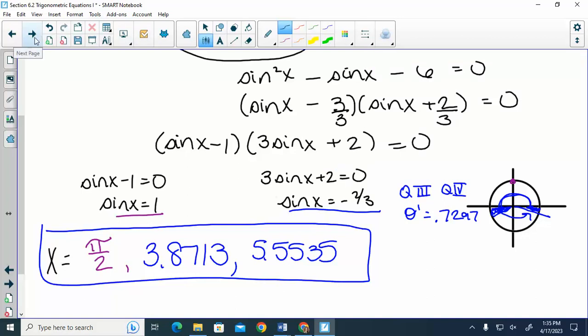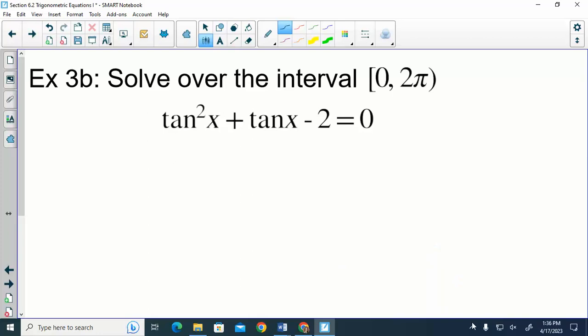Why don't you guys try one? You don't do anything with this negative. The negative is what told us the quadrants. So you guys try this.